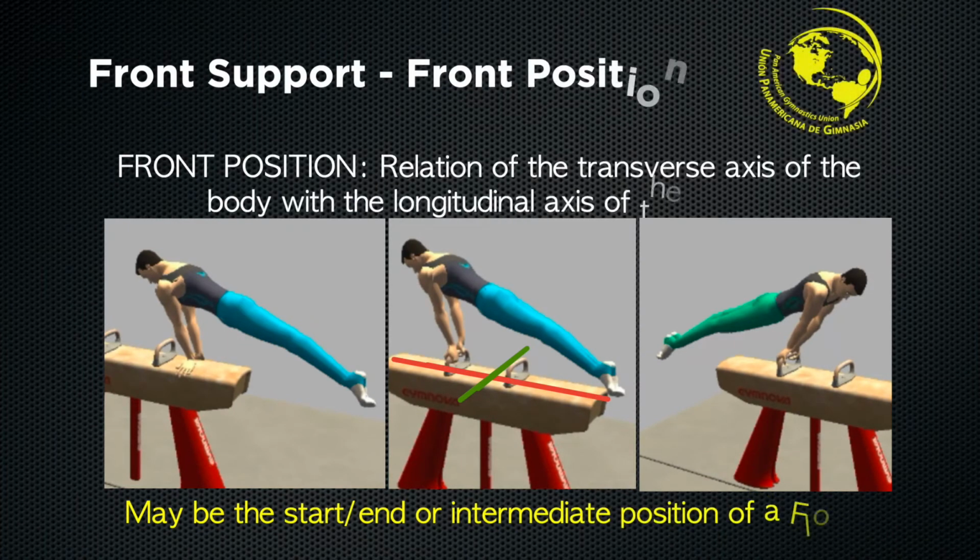Front support and front position: again we have the relation of the 2 axes, and in this case the relation changes to a cross position. And also these pictures can be the start or end position of a flop, and in the case of the middle and right picture, it can be presented as a middle position in a flop sequence.